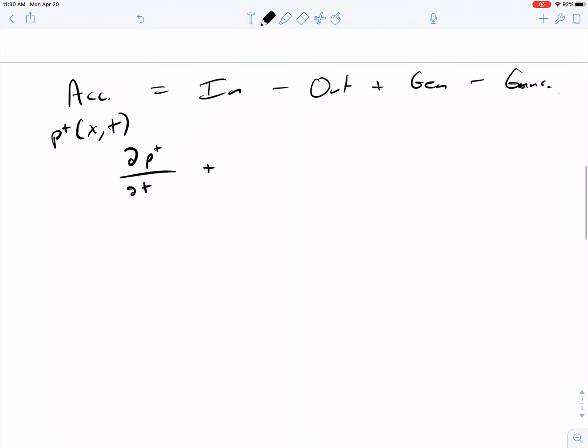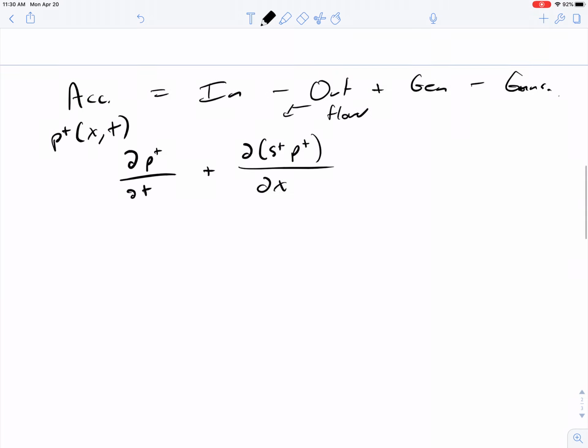Plus, we have to account for the fact that the particles are moving. And the way that we do this, the particle density is moving to the right with speed S plus times P plus, with any gradient in that velocity, partial x. So this term right here accounts for just the flow, the movement, as these particles are moving around and the particle density is moving around.